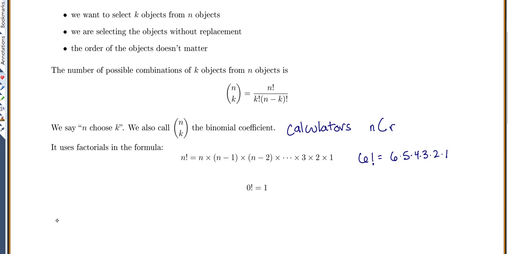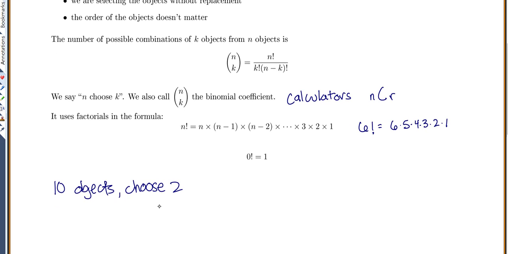So if I wanted to take 10 objects and choose 2 of them, I would write this as 10 choose 2. Now this does not mean 10 divided by 2. Do not put this in your calculator to divide. You want to look in your calculator for something like nCr to use that.